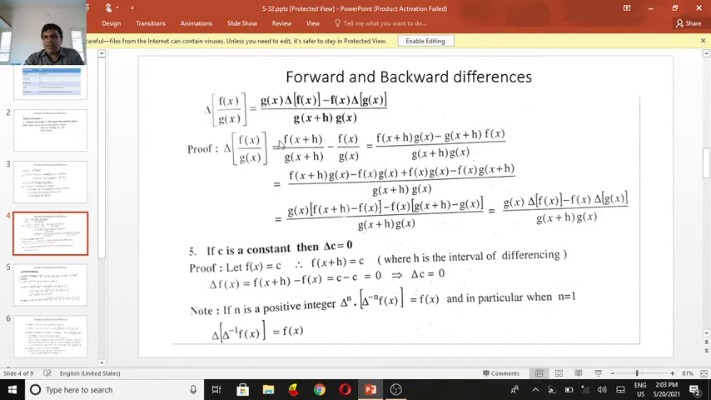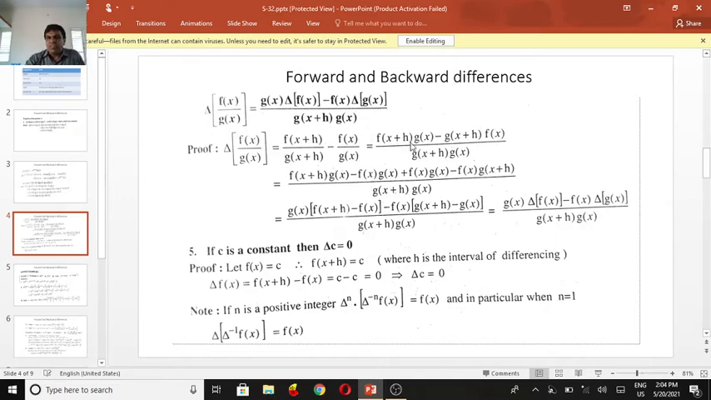Again, we take the left hand side, Δ[f(x)/g(x)]. Simply apply the Δ. For that, we get f(x+h) divided by g(x+h) minus f(x) by g(x). Now, rationalize. So the denominator should be g(x+h)g(x). Numerator: f(x+h)g(x) minus g(x+h)f(x).